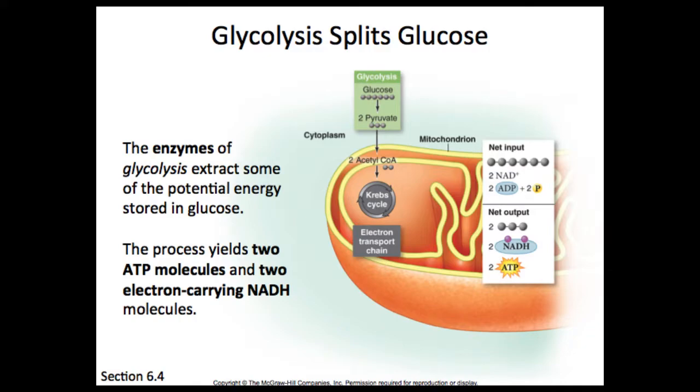Enzymes, remember, without enzymes, cells don't get anything done. The enzymes of glycolysis extract some of the potential energy that's stored in our glucose sugar. This process yields a little bit of ATP and a little bit of electron-carrying NADH molecules. So not a lot, but enough to get a little bit of work done.